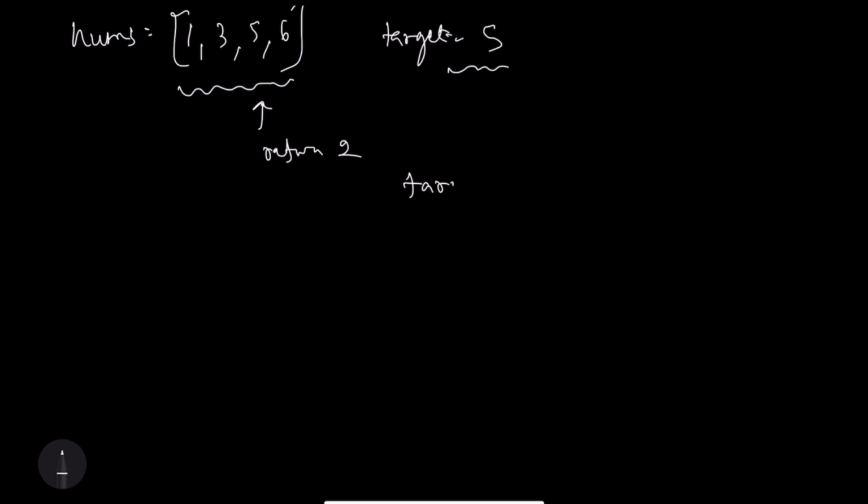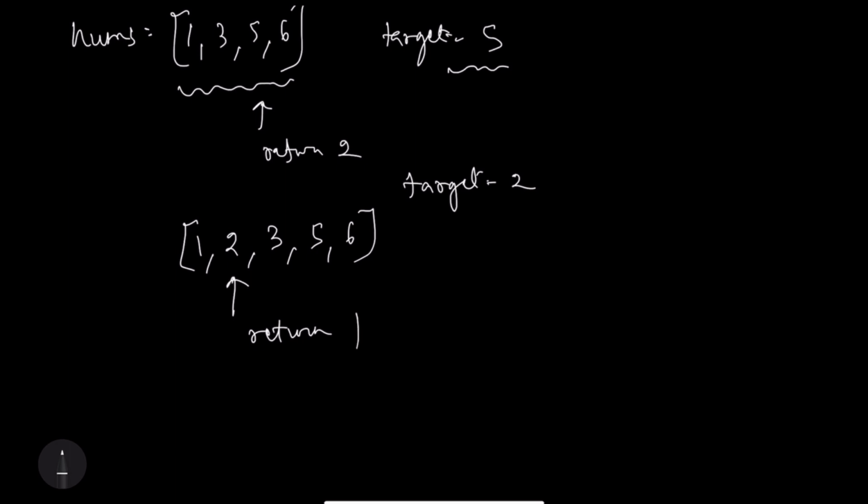Suppose we have got a target 2. Now 2 does not lie in our nums array. So what do we have to return? We have to return the position where 2 could be inserted, remembering that this will be a sorted array. So 2 can be inserted in this position, so we will be returning this position, which should be 1. So we can do this with binary search.